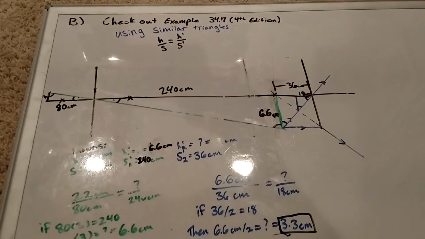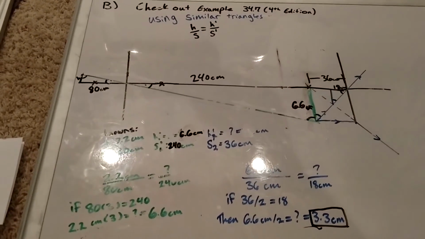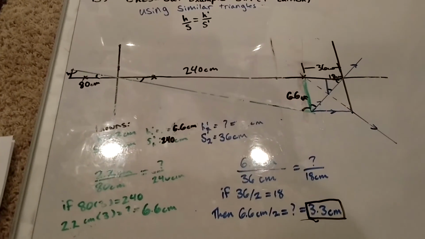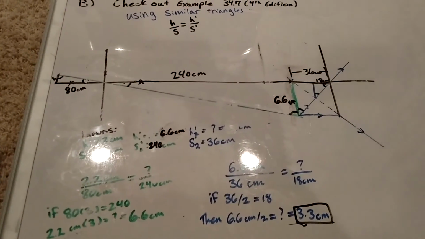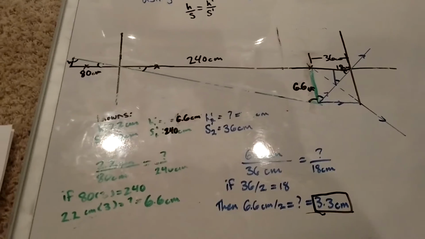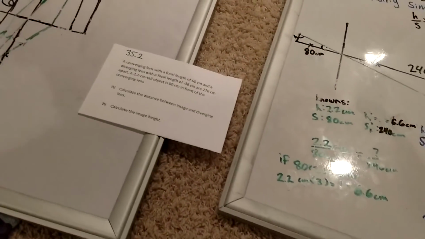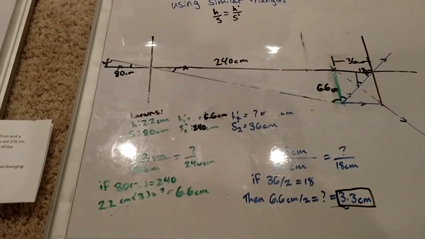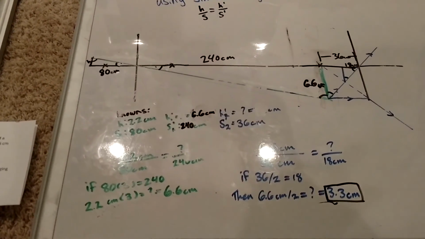Anyways, this has been 35.2. Done and done. Both of them are correct for what I got, of course. You may have different numbers, I'm not sure. But if you do, same process, different numbers. Alright guys, good luck. Hope this helps you out.